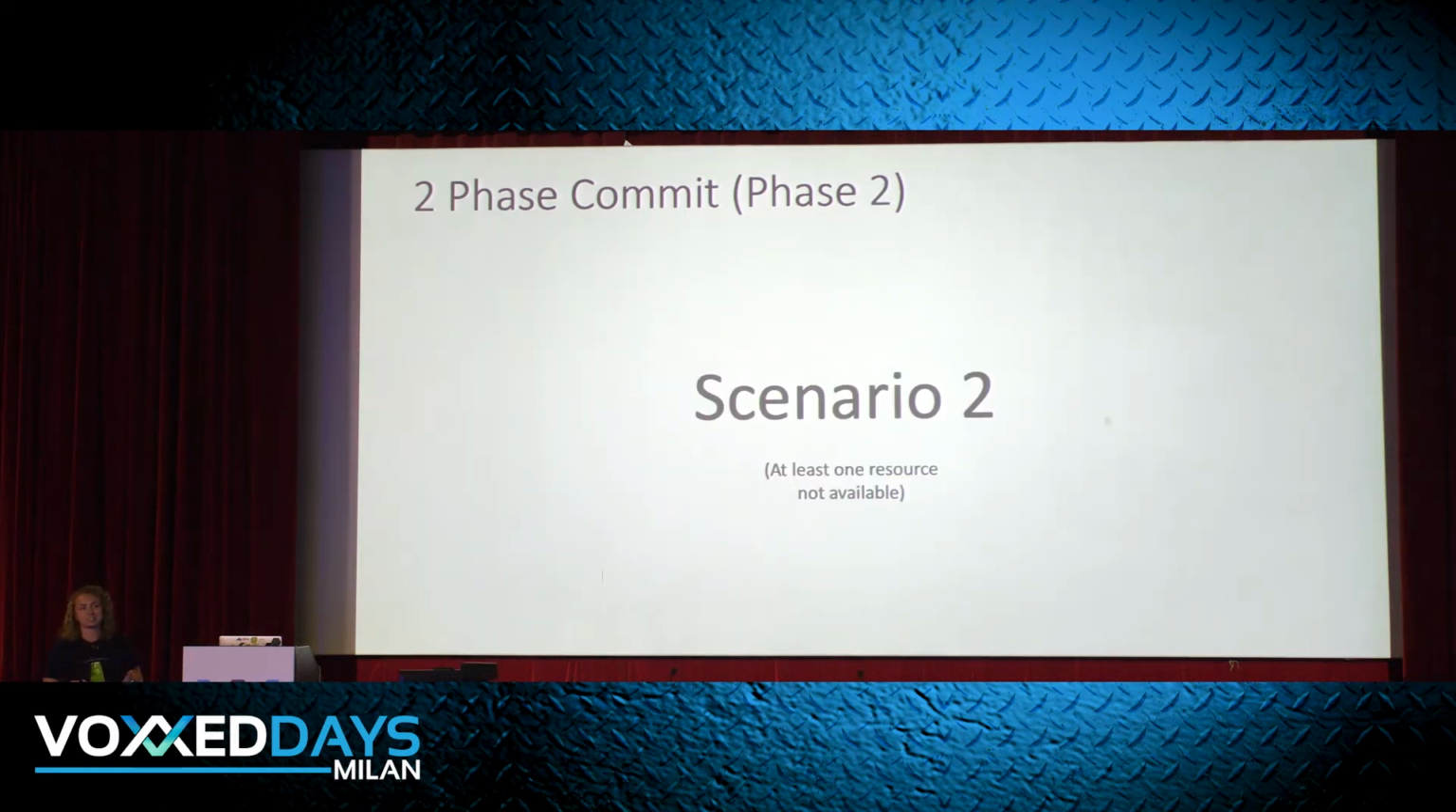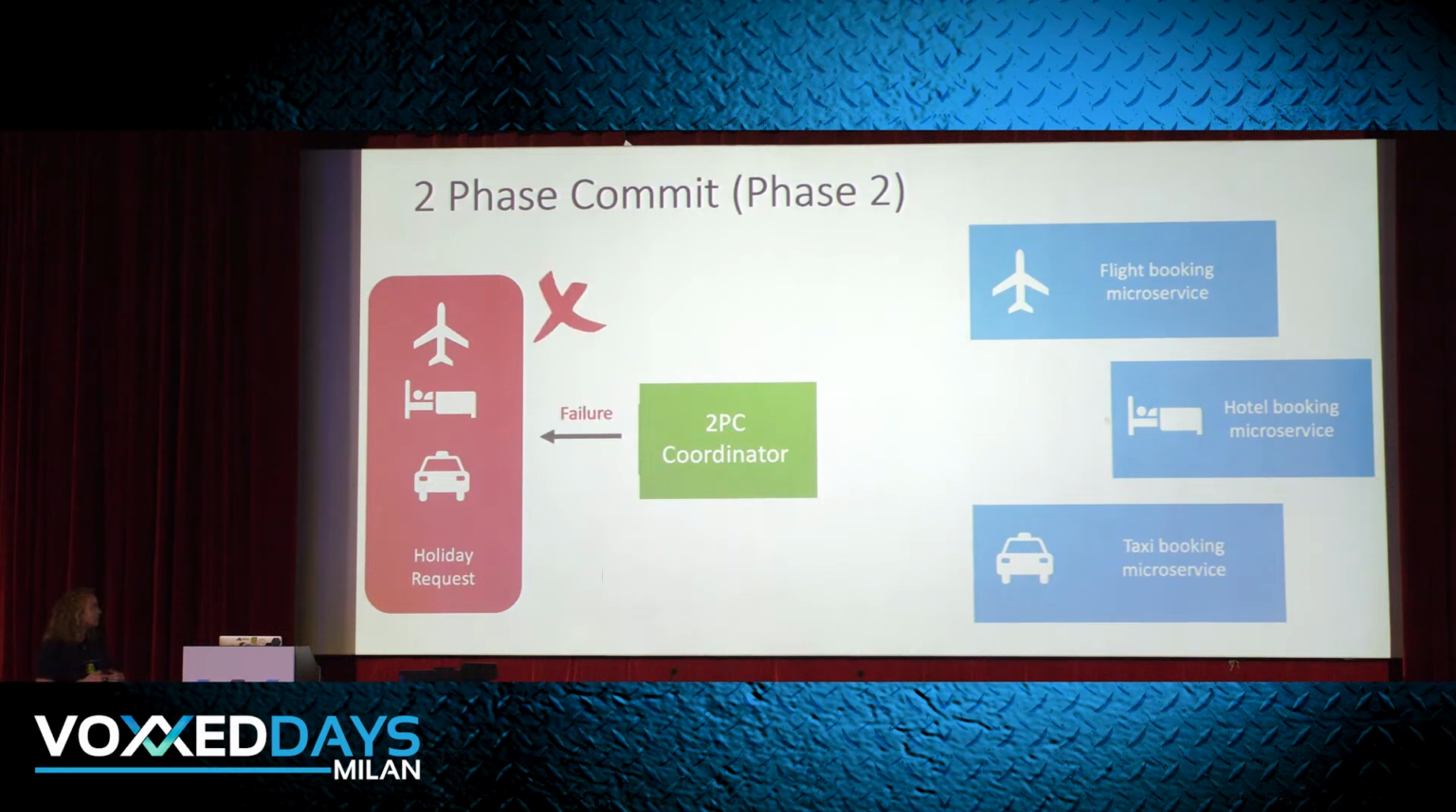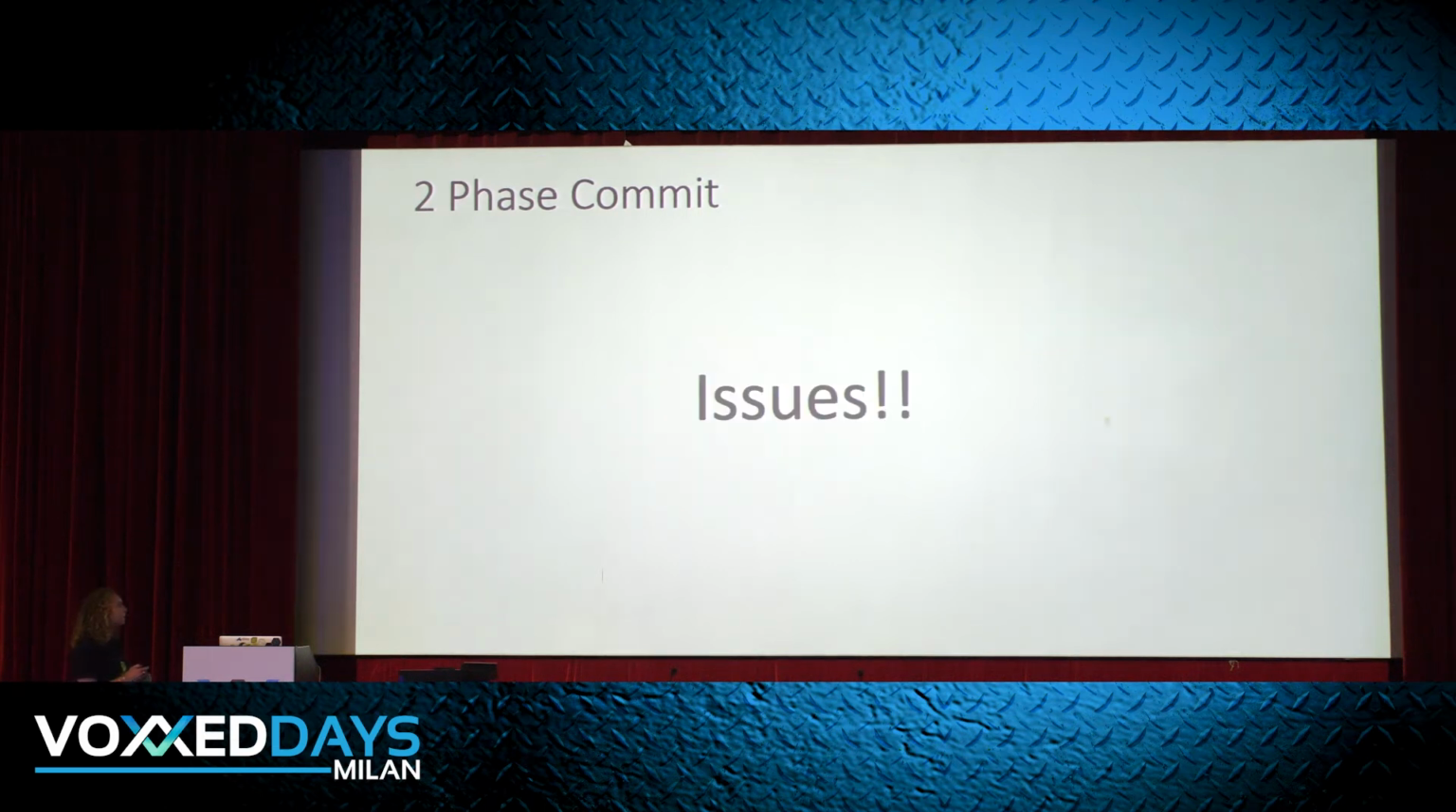Now onto a more realistic scenario where we don't have a resource available. So in this, I've chosen flights. Although I got a prepared message back from the hotel microservice and taxi microservice, the resource is not available for flights. So this time, because not all of the read-write operations were able to go through, I have to abort the transaction and tell the client essentially that they can't have their package holiday today, unfortunately. Sad times.